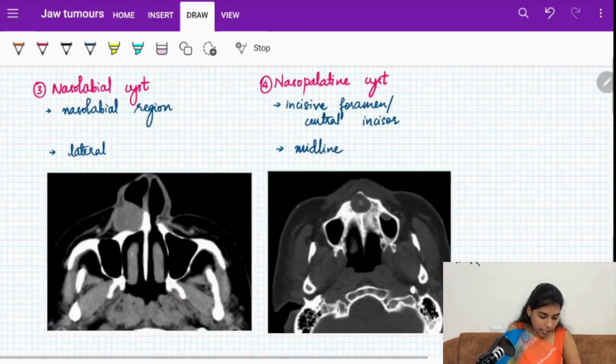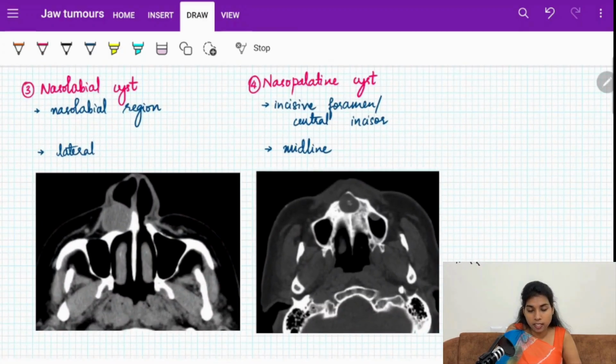Now we come to the nasolabial cyst versus nasopalatine cyst. Both are simple cysts. How do we differentiate? Nasolabial cyst is typically laterally located, whereas nasopalatine cyst is in the midline. So nasopalatine cyst is basically in the location of incisive foramen, which is at the tip of the maxilla, right?